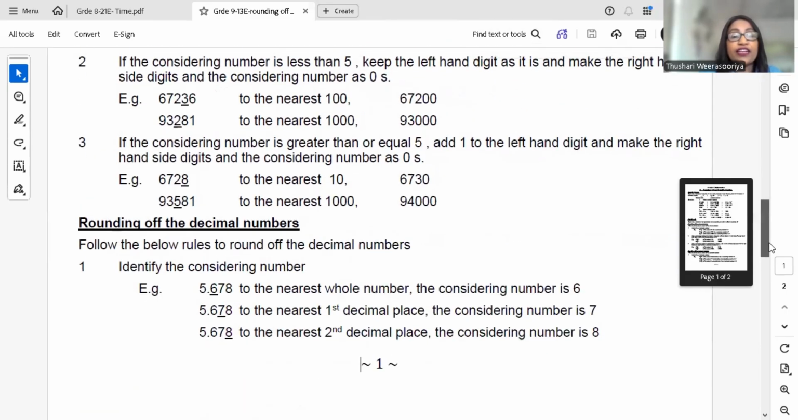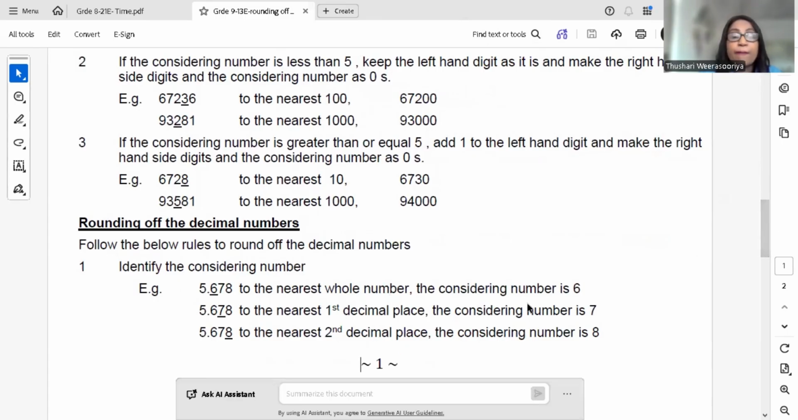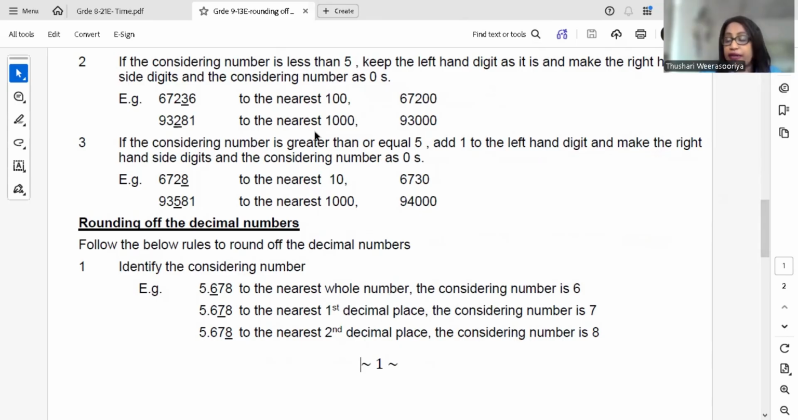Okay, rounding off the decimals. Here also we do the same rule, but the way of identifying the considered number is different. Now look at this: 5.678 to the nearest whole number. We need the whole number, then the next number is the considering number. That is 6. That is greater than 5.